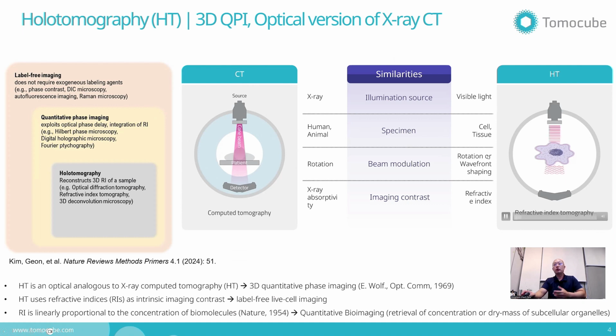We can do the same thing by using light and by illuminating the beam passing through cells and organoids, and we measure holograms consisting of both amplitude and phase information. And then by illuminating with various illumination angles or controlling the wavefront information, you can measure multiple 2D holograms as a function of illumination angles. And then by inversely solving the wave equation, you can reconstruct three-dimensional tomograms in terms of refractive index.